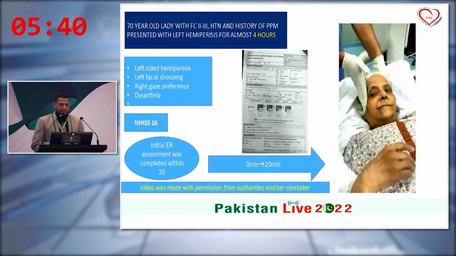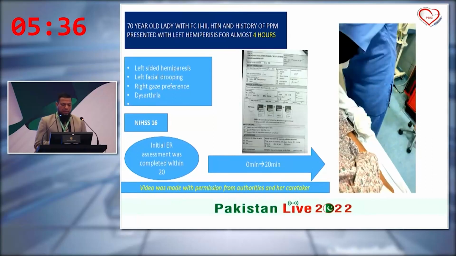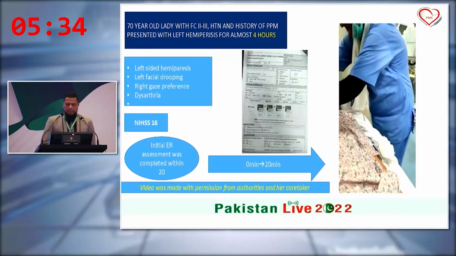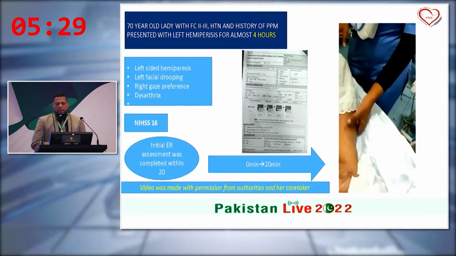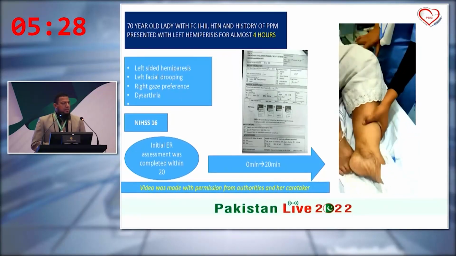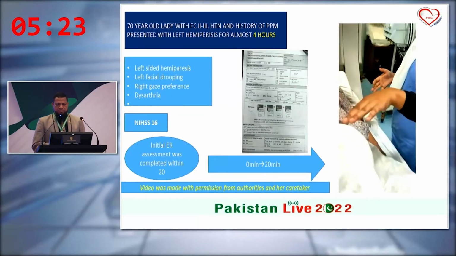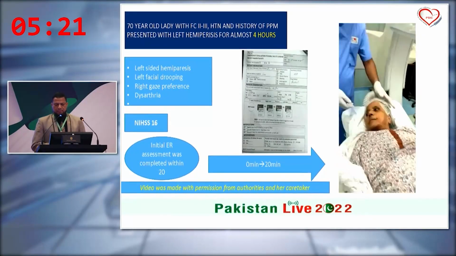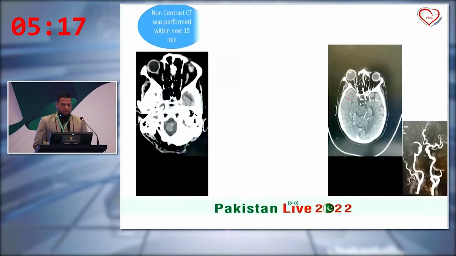The initial ER assessment was completed within 20 minutes, and this is our initial video. This video was made for the presentation with the permission of the caretakers and the authorities. Here we can appreciate that she was unable to move her left leg and left arm, and there was gaze preference on the right side and left-sided facial drooping. So that was the initial presentation.